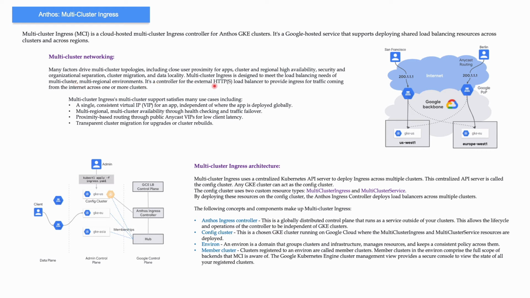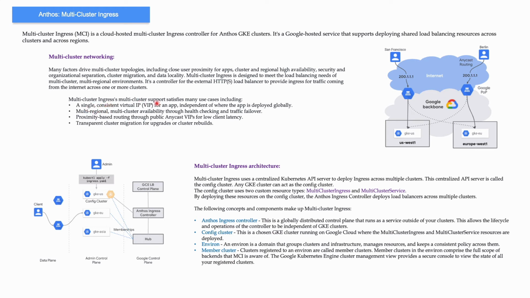It's the controller for the external HTTPS load balancer to provide ingress for traffic coming from the internet across one or more clusters. Similarly, you could have another cluster which is in between these West 1 region and the Europe region. Now again, if the US West 1 is not available, it will try to go to the closest one from the point of presence.